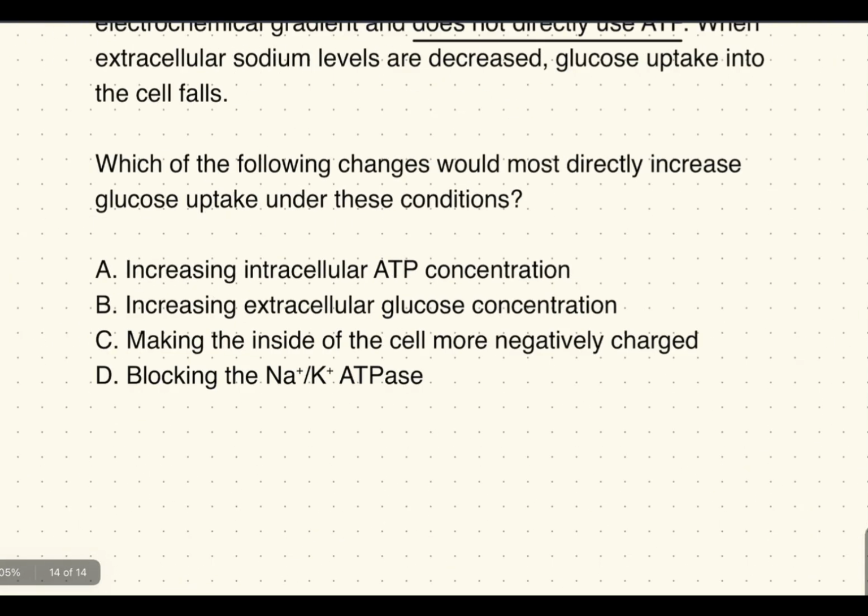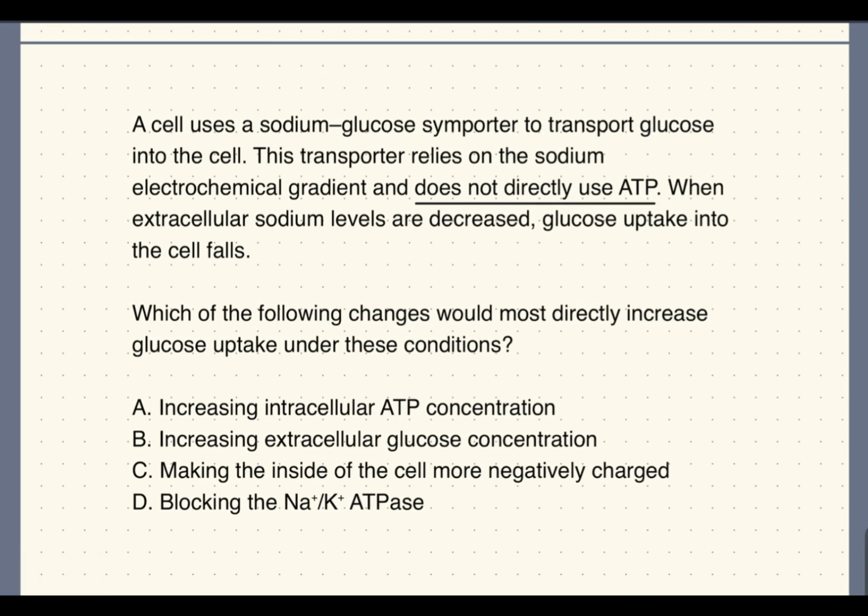So let's go back to the question. A is wrong because remember, secondary active transporters don't directly use ATP. They use the electrochemical gradient created by primary active transporters, such as the sodium-potassium pump. But remember, the question is asking which of the following changes would most directly increase glucose uptake.